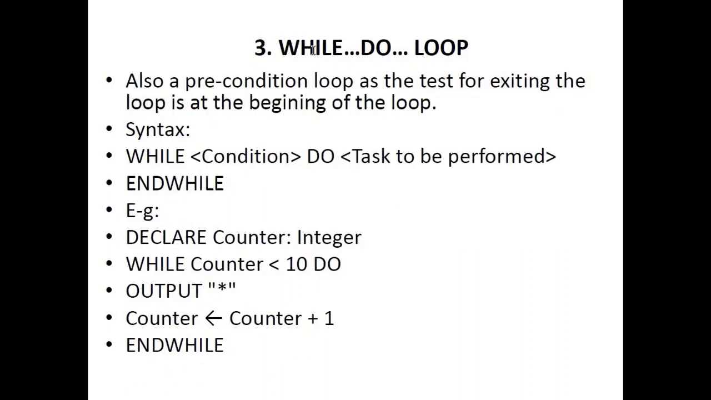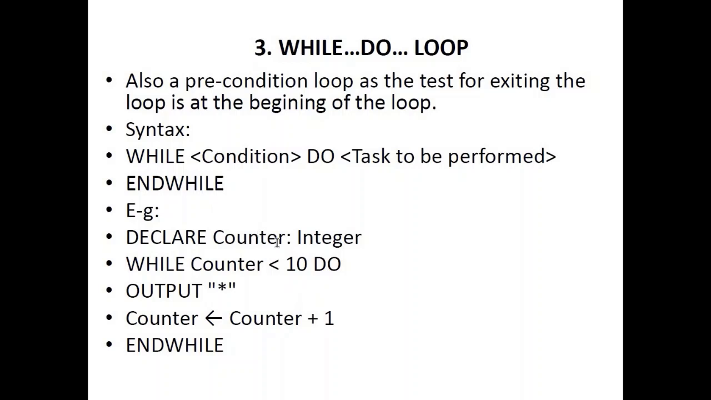The last loop is the While Do loop, and it is a precondition loop, as the test for exiting the loop is at the beginning of the loop. If the condition is not met, then this loop may never be run. The syntax is the keyword while, then the condition, do, and then the task to be performed, and at the end we write end while.